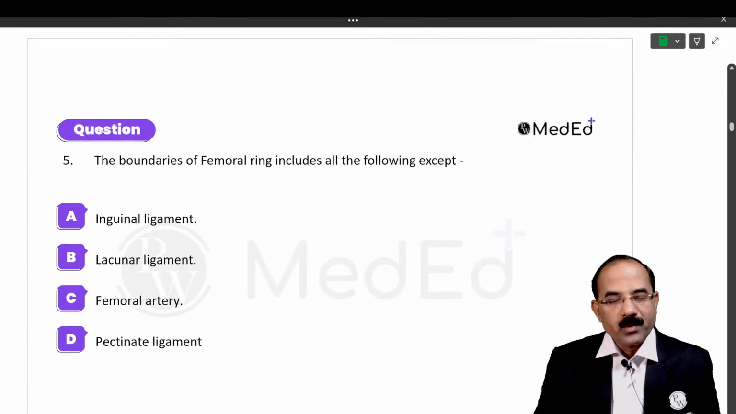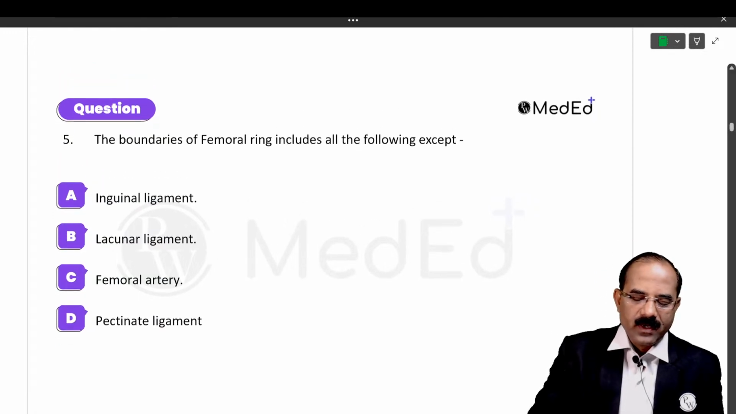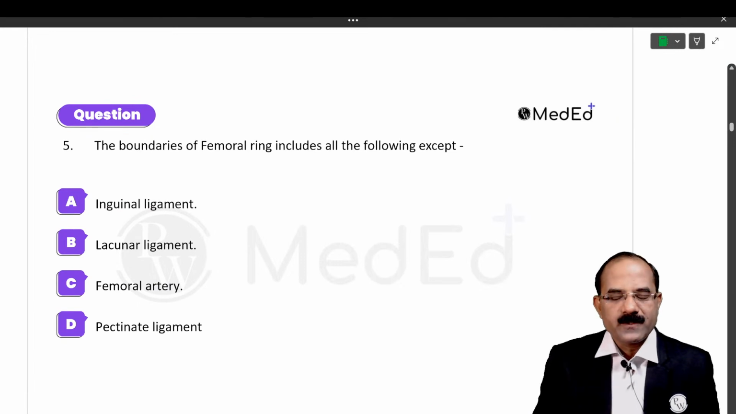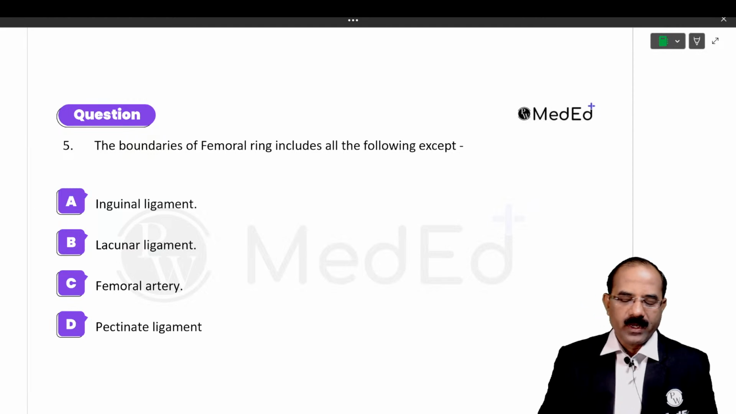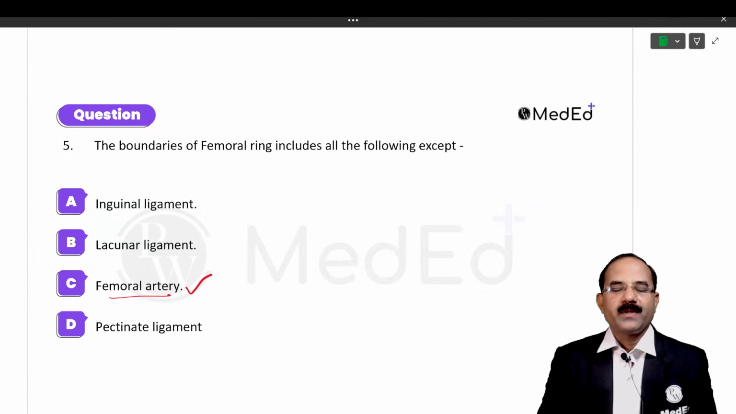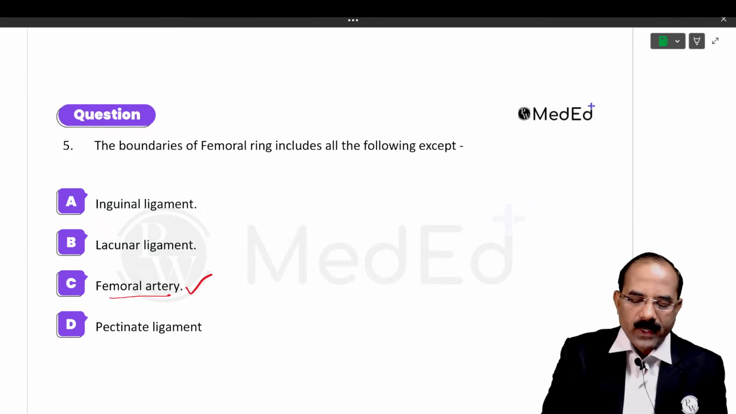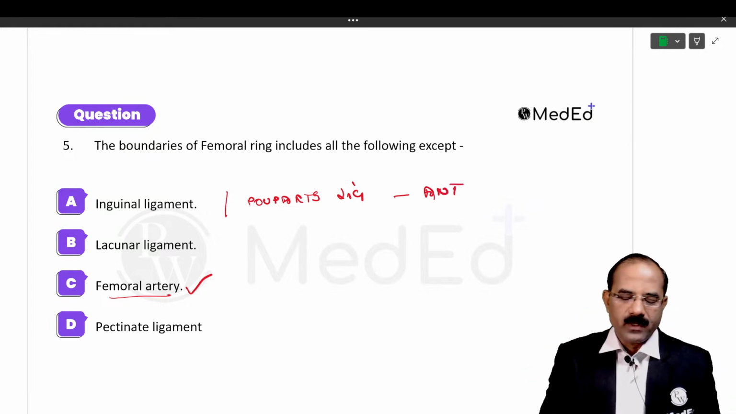The boundaries of femoral ring includes all the following except. Yes, answer this. First answer. What is the answer for this? The boundaries of femoral ring includes all the following except. The answer is femoral artery. So inguinal ligament is also known as what? Poupart's ligament. And what does this form? The anterior boundary. Anterior boundary is formed by inguinal ligament.